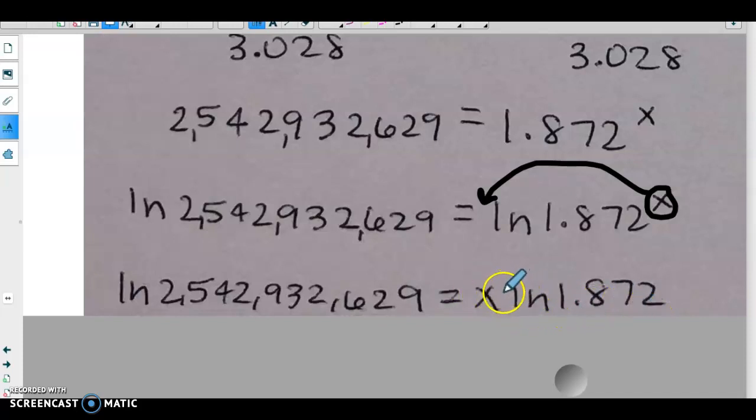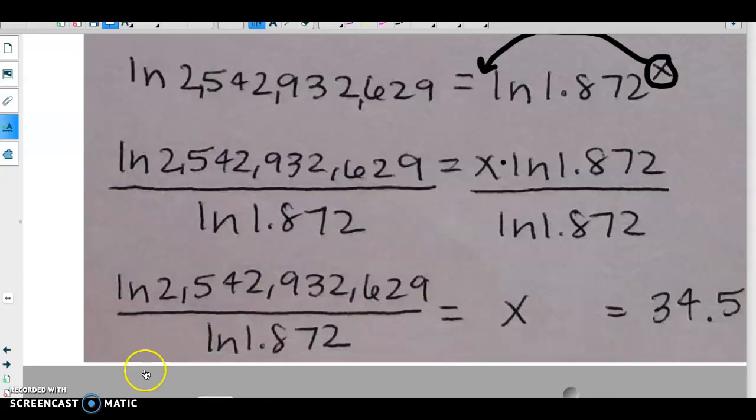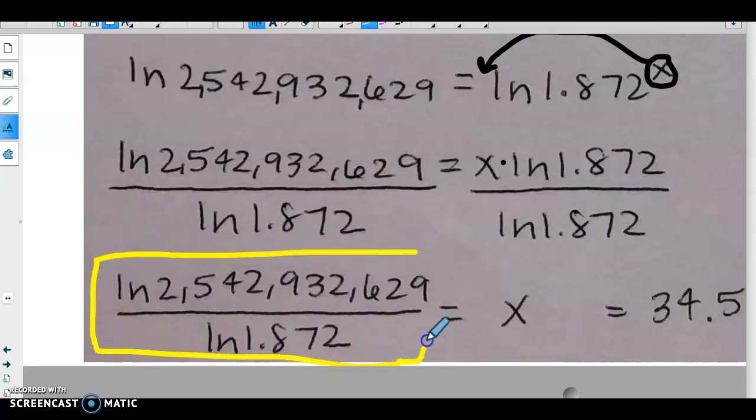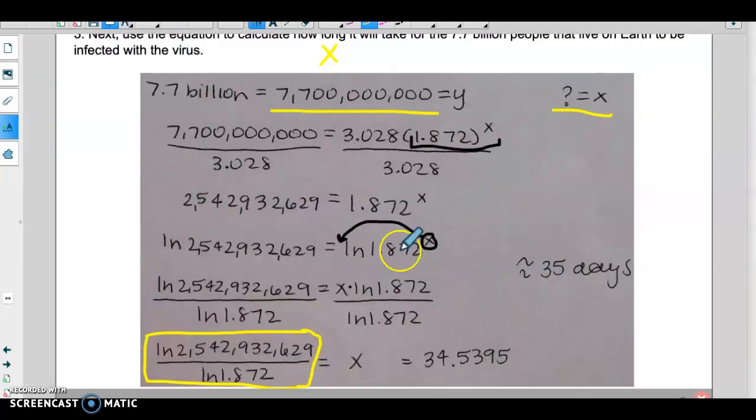I need to get this X alone, right? That's X times this ln. So how do I get that X alone? I divide both sides by ln of 1.872. This is going to cancel, and I'll be left with X equals this whole number right here. You can type this right into a calculator, right into Desmos. ln, watch your parentheses, ln of 2.5 billion divided by ln of 1.872. And what we're going to get is 34.5395. We can round, so about 35 days.